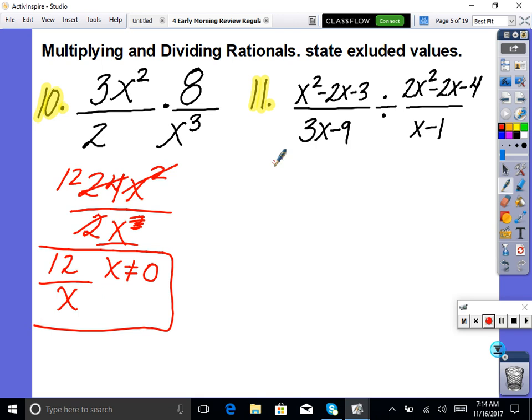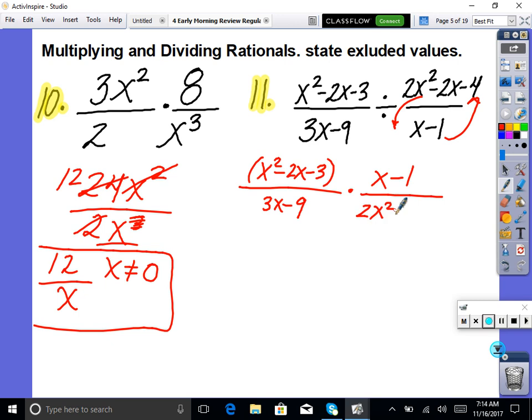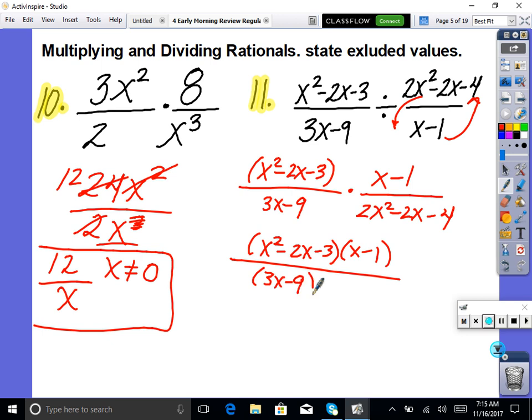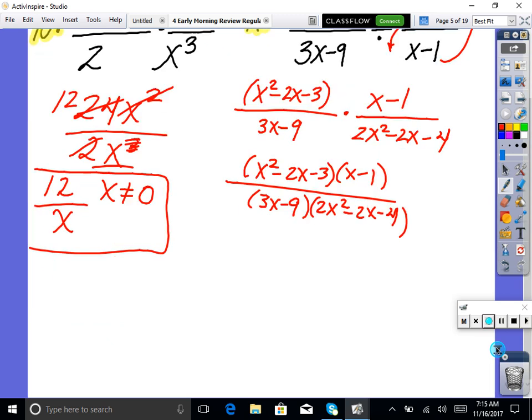Dividing fractions, easy as pie. Flip the second and multiply. So we're going to have x squared minus 2x minus 3 over 3x minus 9 times x minus 1 over 2x squared minus 2x minus 4. Flip the second and multiply. Now we would just multiply straight across. So we have x squared minus 2x minus 3 times x minus 1, all over 3x minus 9 times 2x squared minus 2x minus 4. Now do not multiply that out. Once again, we say that's my answer.